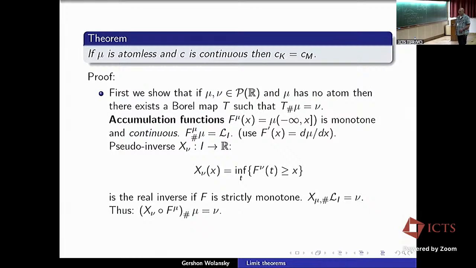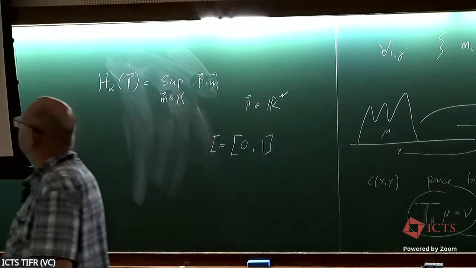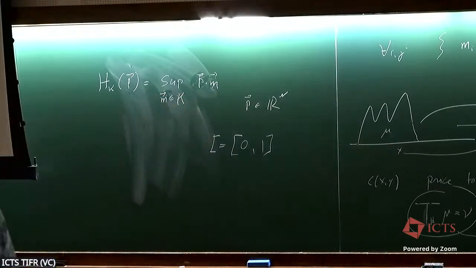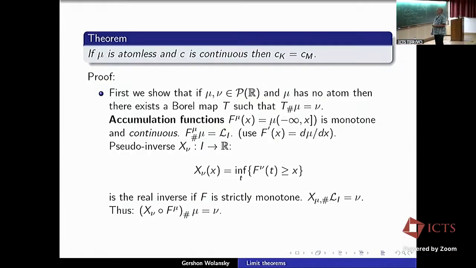And what actually f does, if you think about it a little bit, is push the measure mu to the Lebesgue measure on the interval I. I is the interval from 0 to 1. Forgot to specify. Well, you can use the fact that the derivative of f is actually the derivative of mu with respect to x, the Radon-Nikodym derivative with respect to Lebesgue measure.